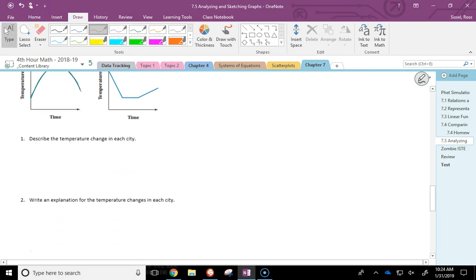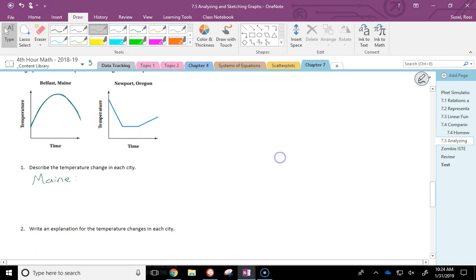So in Maine, it's a more gradual change. With our curve, it's constantly kind of getting warmer and then getting cooler. This would be what we would expect in a typical day. In the morning, it's always cooler. It warms up at around noon to 1. It's the hottest point of the day, but it gradually gets a little cooler into the evening. So we're going to say a gradual change, getting warmer to cooler. How about in Oregon, though?